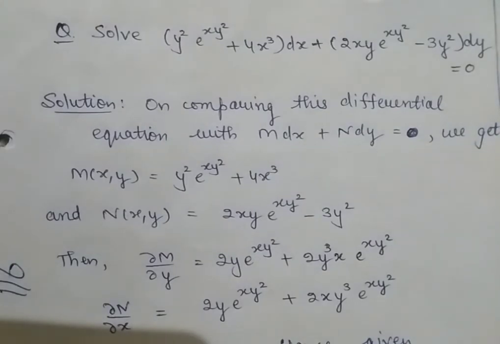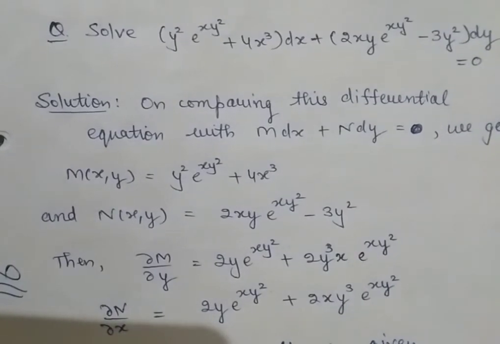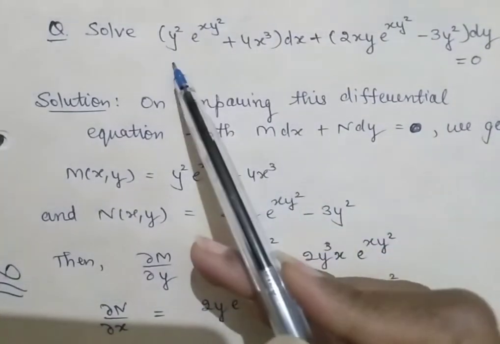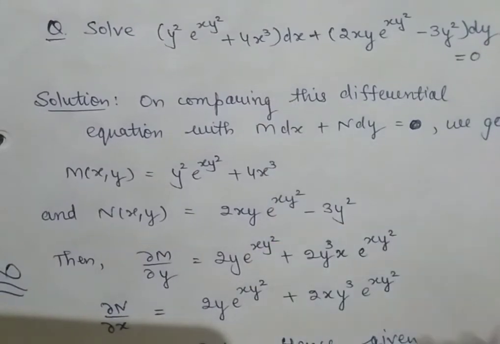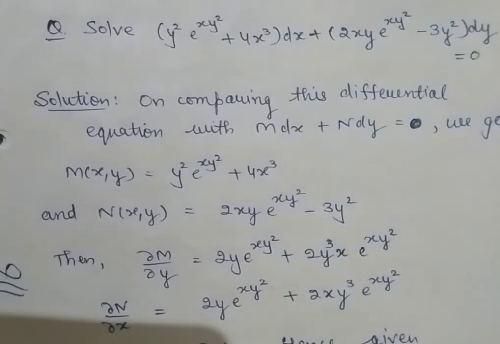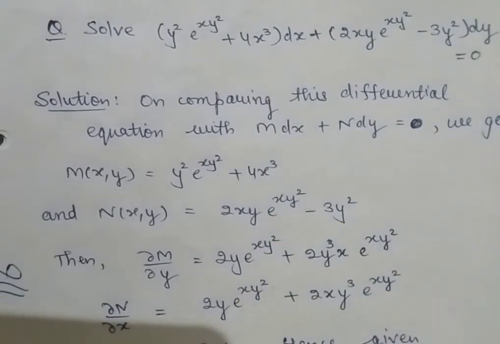First, note that this equation is not separable, so we cannot solve this equation with the variable separable method. Also, the equation is not homogeneous because we have here power y square and here x cube, so powers are not homogeneous or powers are not same. Therefore, we cannot solve this equation with the homogeneous method. Now we see whether we can solve this equation with the exact differential equation method or not.